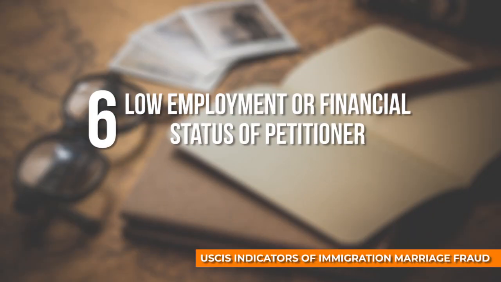Another indicator, number 6, is a low employment or financial status of a petitioner. What's the purpose of this indicator? Well, the implication is that if a petitioner has a low-paying job or has a spotty employment history, that they're more likely to be a person, a United States citizen, who is going to marry someone from another country for financial reasons, not because of a real marriage. That's the suspicion. And really, there are not many cases of immigration fraud that way that's been reported.